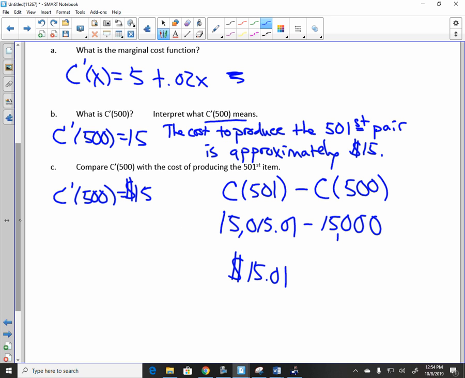So is the derivative a good estimate? It's a really good estimate. And which one's easier to compute, the derivative or the actual cost? I think the derivative is easy to find in that situation. So in economics, we like to find derivatives as well. It's an easy example. That's going to finish off that worksheet.